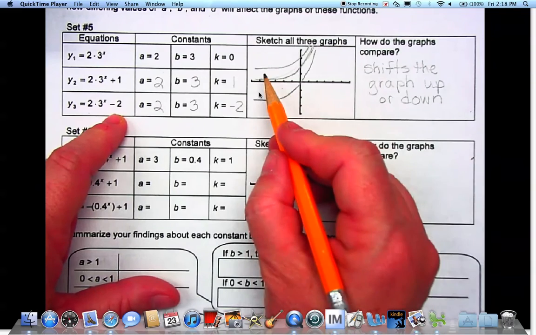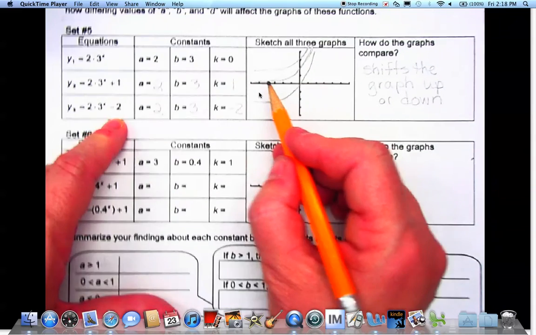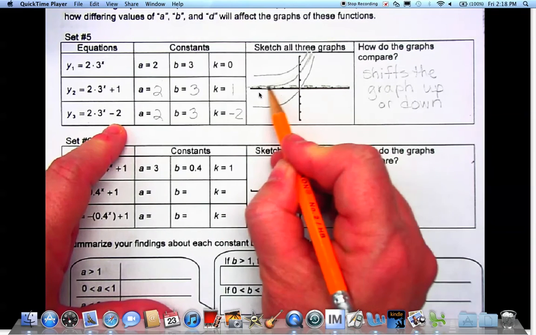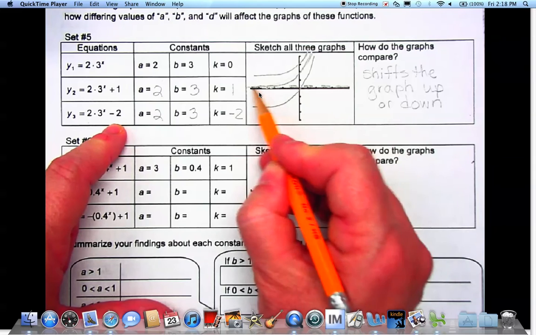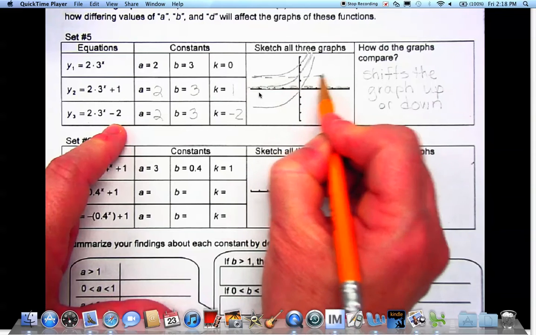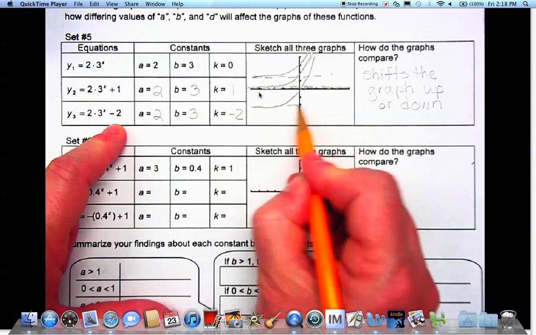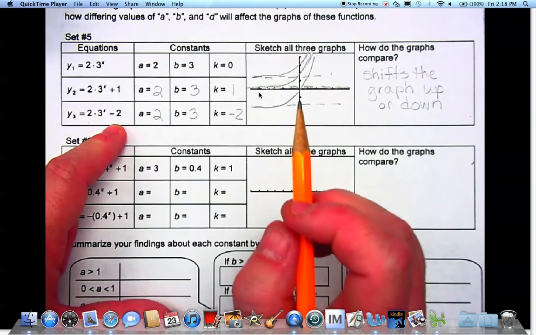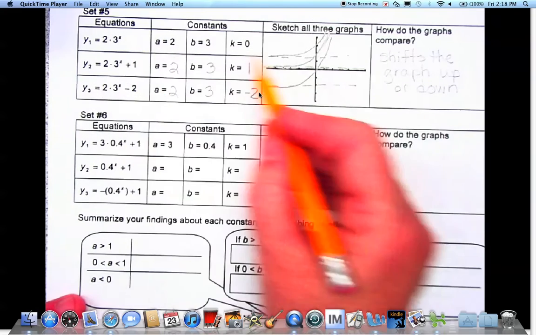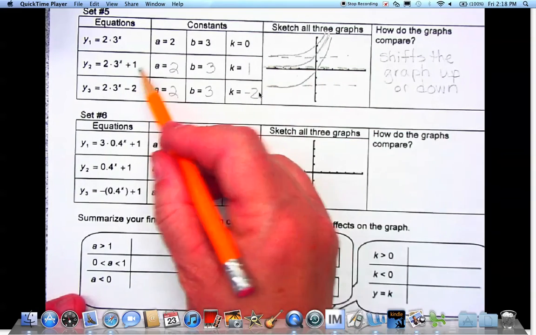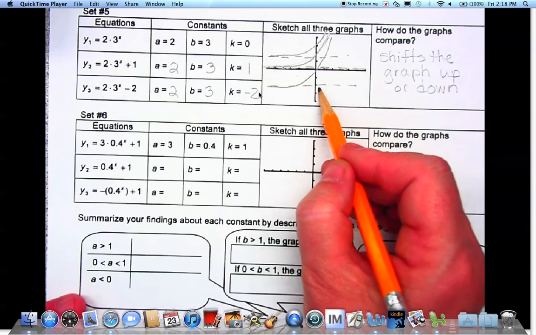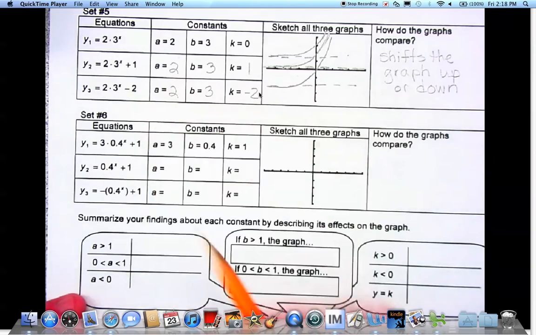Okay, I want to talk a little bit about these graphs real quick. There is an asymptote here that keeps that graph from going down below it, right? This asymptote is at 0. This asymptote up here is at 1. This one is at -2. So there's not anything out here for k, and the asymptote is at 0. The 1, the asymptote is at 1. This k for the -2, the asymptote is at -2. So the k also tells you the asymptote.